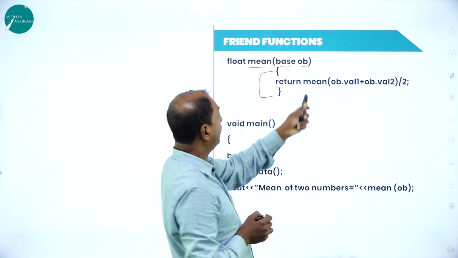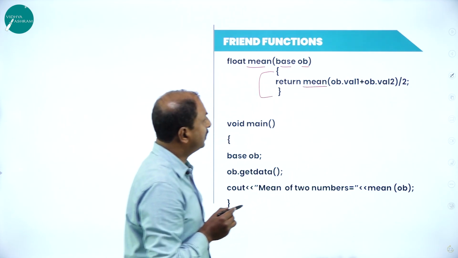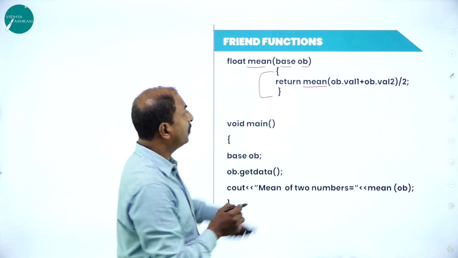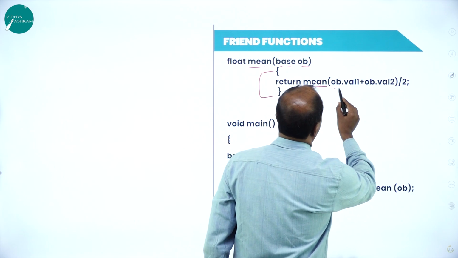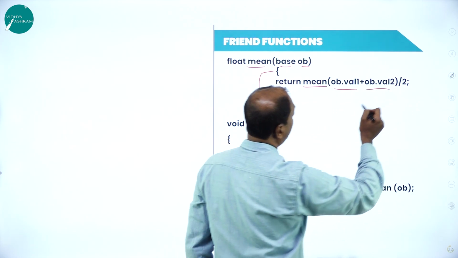Inside this we have return main. Here we are calling a function, main, name of the function, with ob.val1 plus ob.val2 divided by 2.